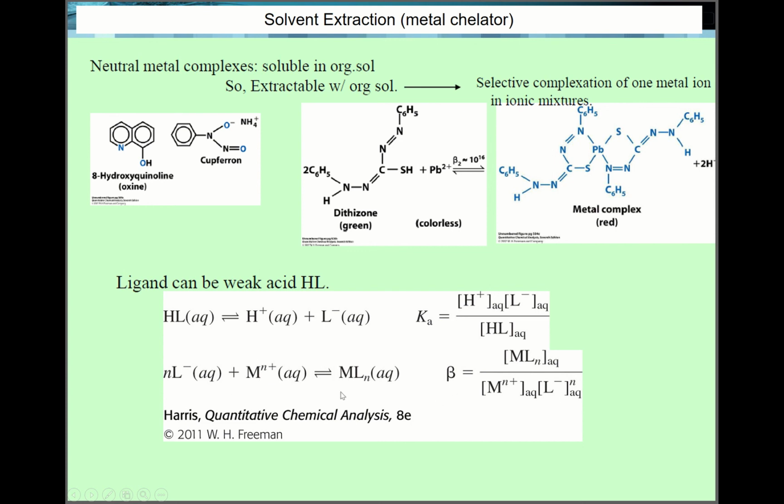So for this reaction we write the beta. This is also an equilibrium constant. In this case, for this reaction, it's n ligands. If we consider stepwise complexation, first one ligand and one metal ion, and then ML1 plus another ligand, in that case we write the equilibrium constant K. But this beta is the cumulative equilibrium constant. It is given by this equation.